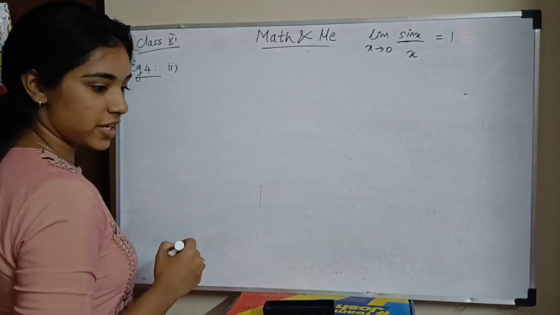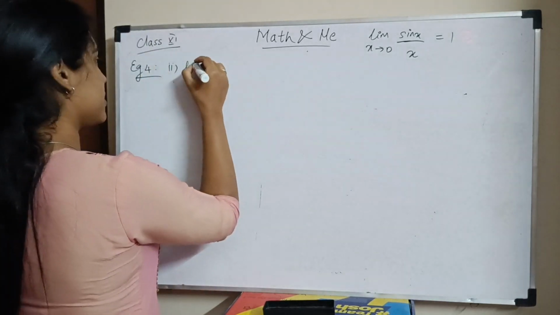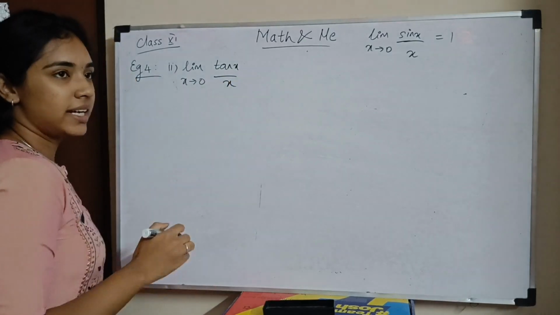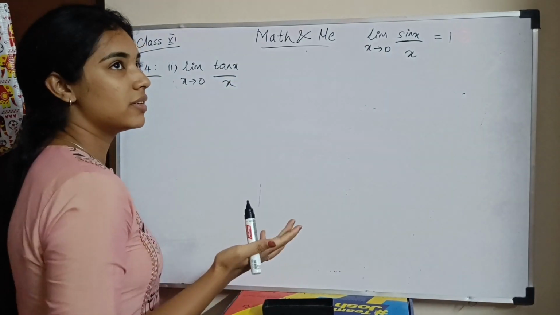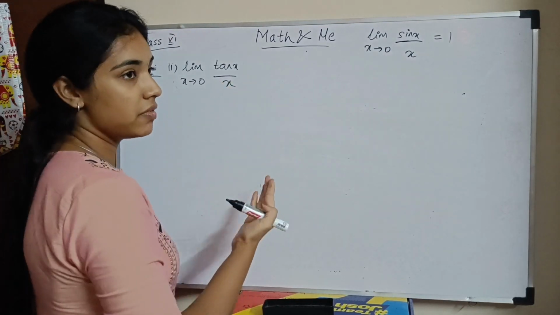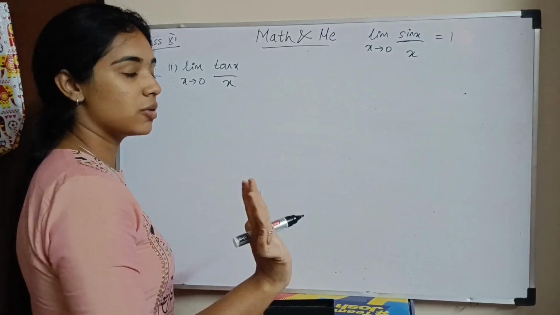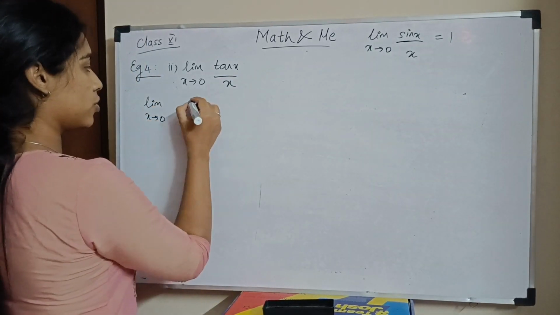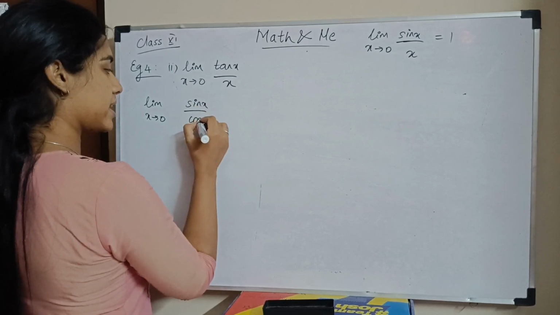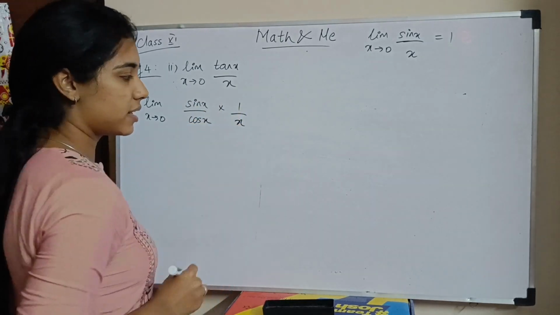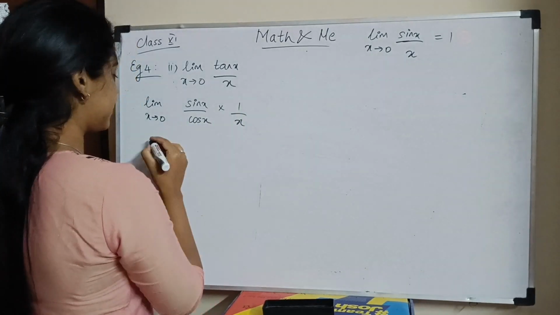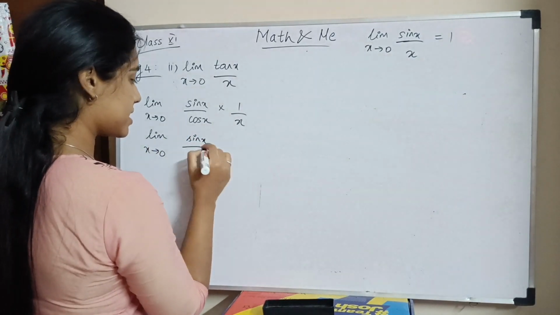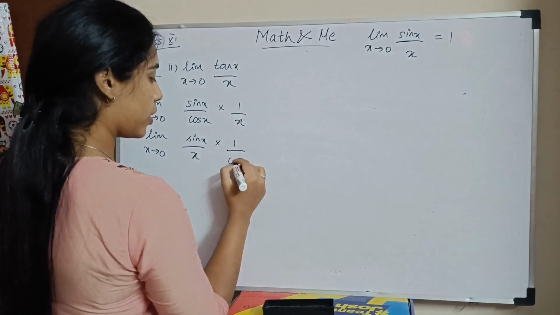Example 4, second subsection. Limit x tends to 0 tan x by x. Tan பார்த்தோன்னே பயந்துடக்கூடாது. So whatever trigonometric function we have எல்லாமே sin and cos மாத்திடலாம். அதுதான் easy. Okay? So what is tan? Sin by cos. So what does it become? Limit x tends to 0 sin x by cos x divided by x. அது எப்படி எழுதலாமா? 1 by x. So I'm going to split. Limit x tends to 0 sin x divided by x times 1 by cos x.